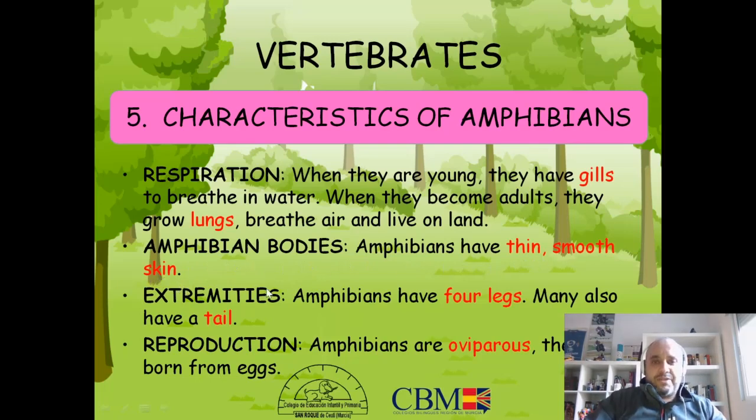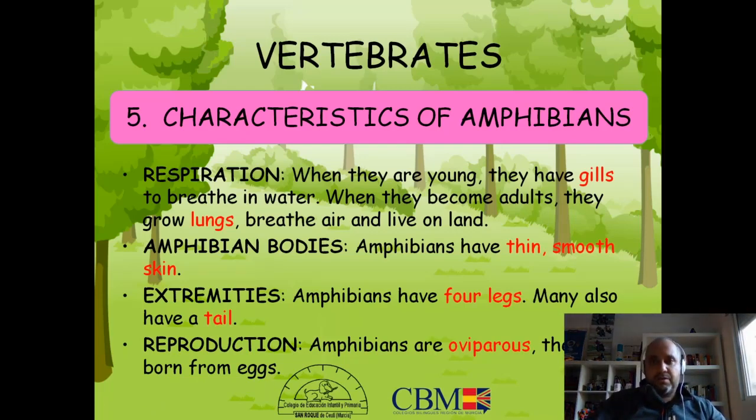And extremities, they have 4 legs, and some of them also have a tail. But sometimes when they are very young, they don't have any legs. For example, a tadpole, which is a baby frog, doesn't have any legs when it is a baby, but when it grows into an adult, it grows these legs. And reproduction, they are oviparous animals. They are born from eggs.